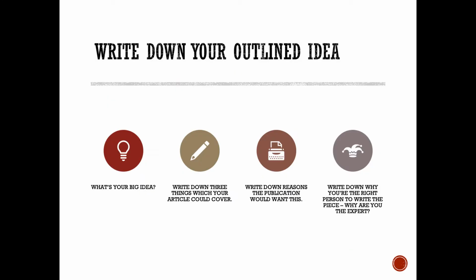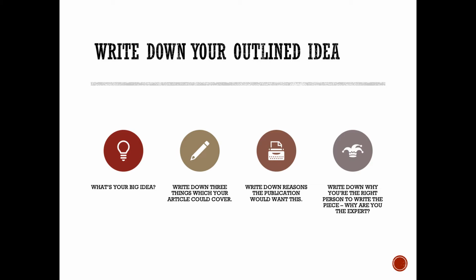Okay, so once you've done that research, you write down your outlined idea. What is the big idea? Write down three things that your article could cover. This is essentially what three different paragraphs would have in them, and we'll do this in the seminars. Write down the reasons that particular publication would want this piece. What is it about your idea that is ideal for their readership, because you are doing them a favour?